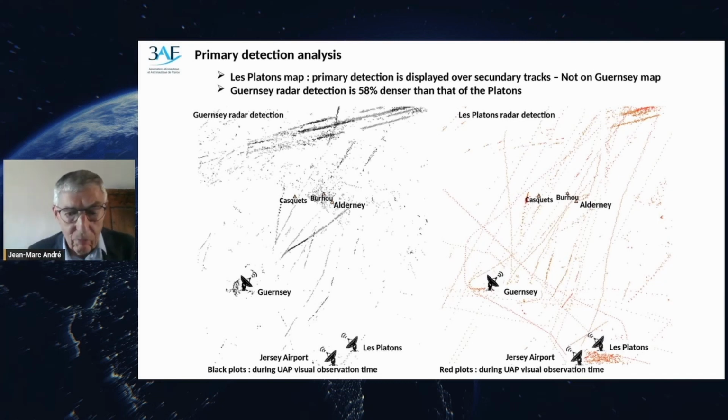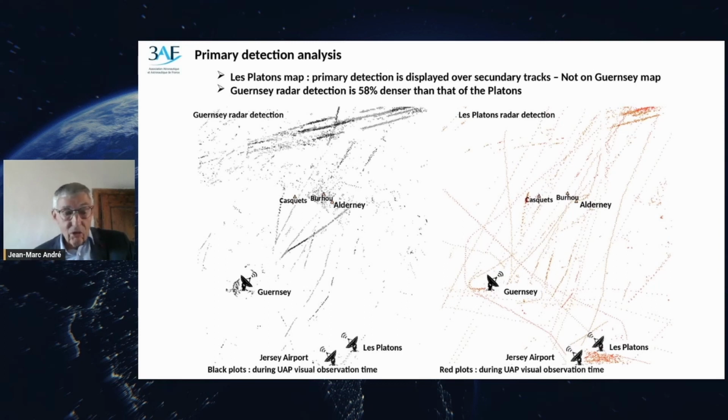Another thing, Guernsey radar seems to have a better detection performance than Les Platons. We have on the left map 58% more plots than the plots of Les Platons on the right of the slide.